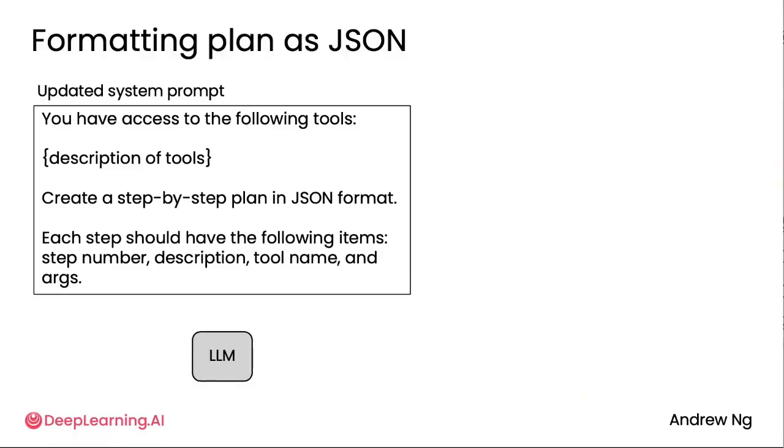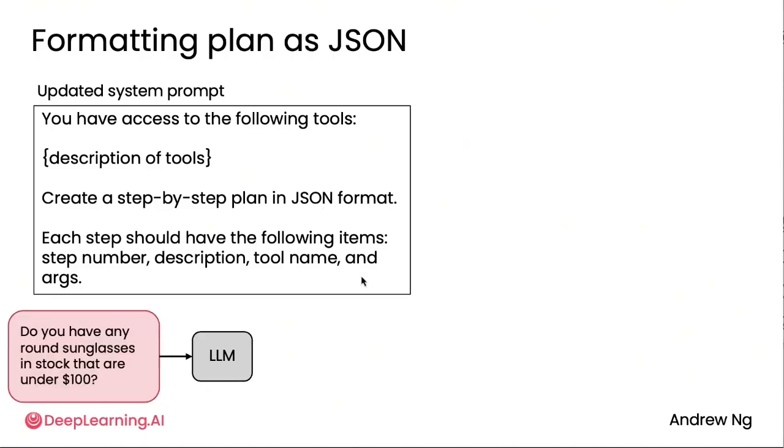And all of the leading LLMs are pretty good at generating JSON outputs at this point. So the system prompt might say something like this: you have access to the following tools, different tools, and then create a step-by-step plan in JSON format. And you might describe the JSON format in enough detail with the goal of getting it to output a plan like that shown here on the right.